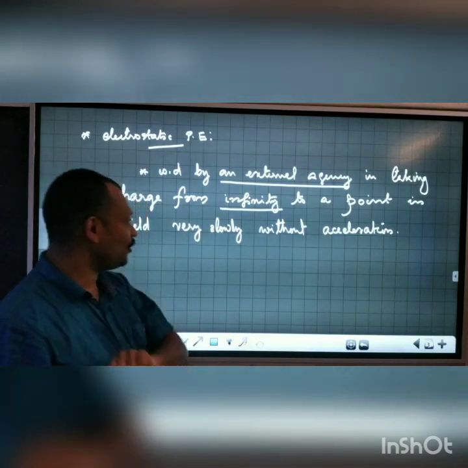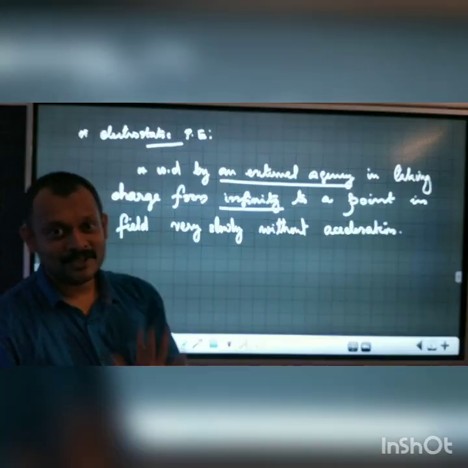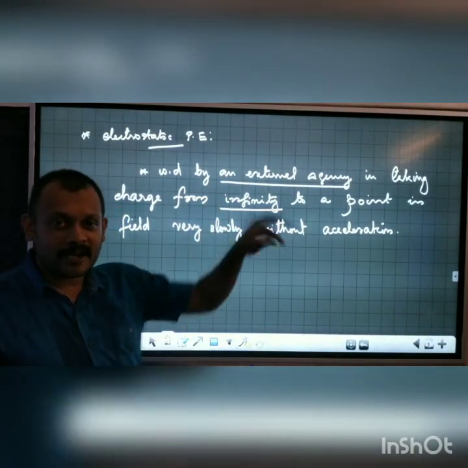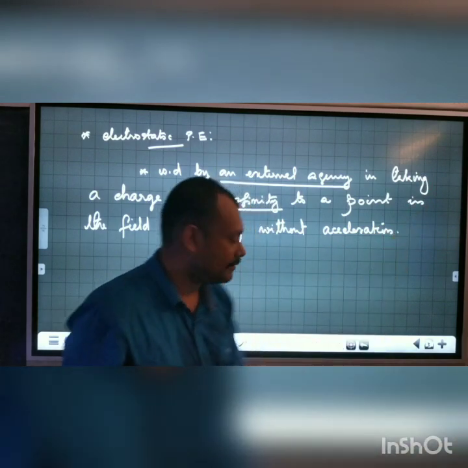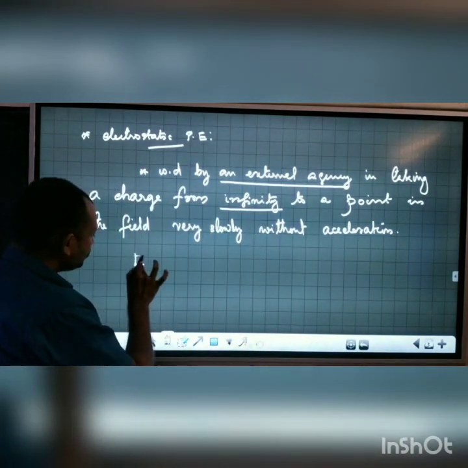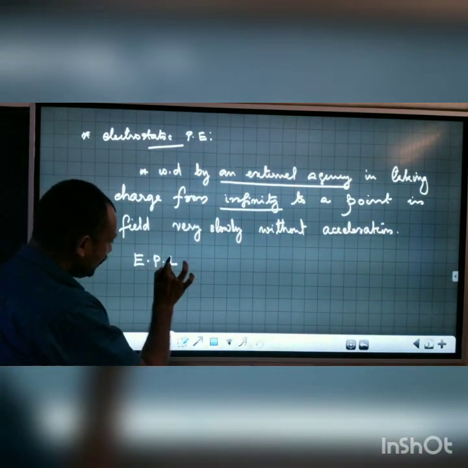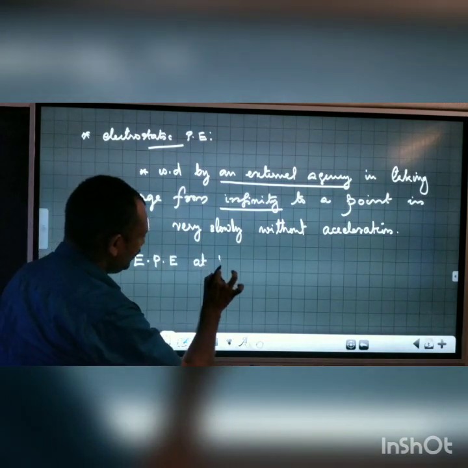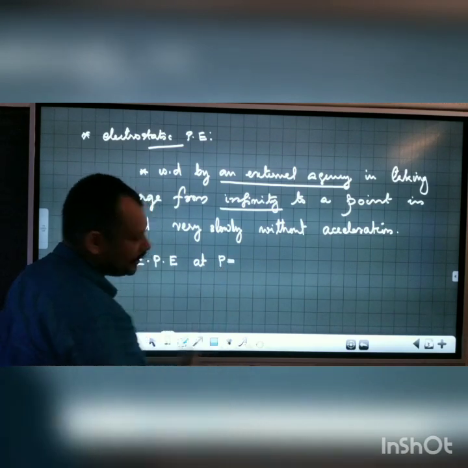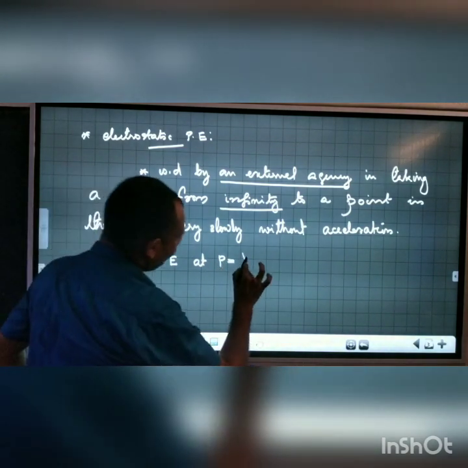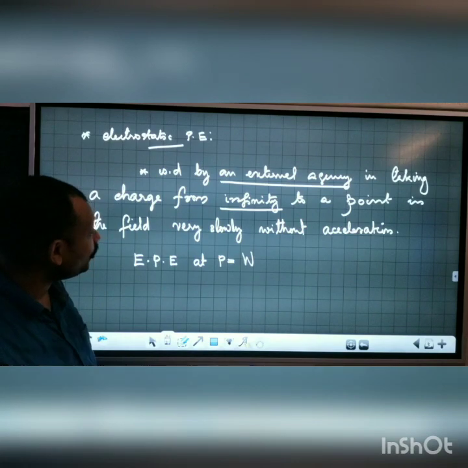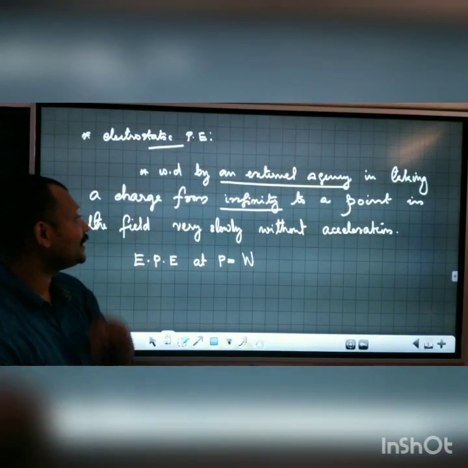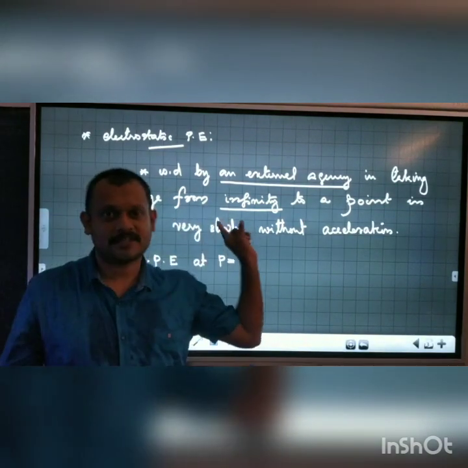How? Very slowly without acceleration. So my question is, where is the initial point? Infinity. Where is the final point? At P. So I can say the electrostatic potential energy, EPE, at P of a particle located at P is given as the work done, as I told you, by an external agency to take the charge from infinity.